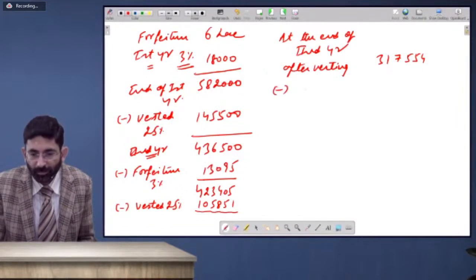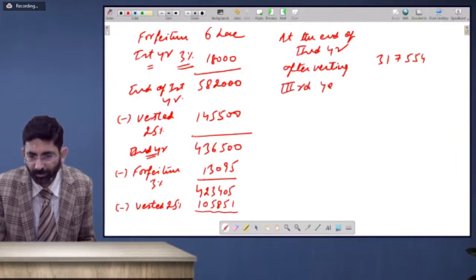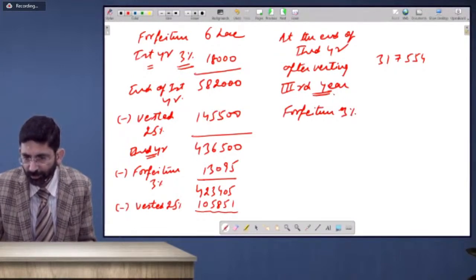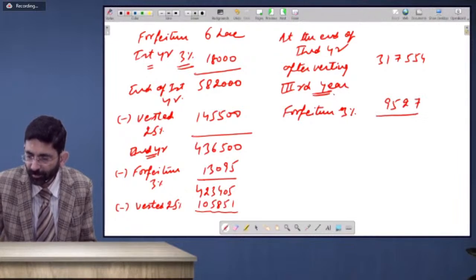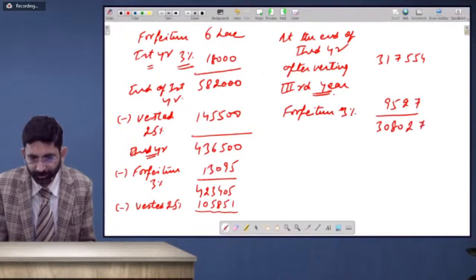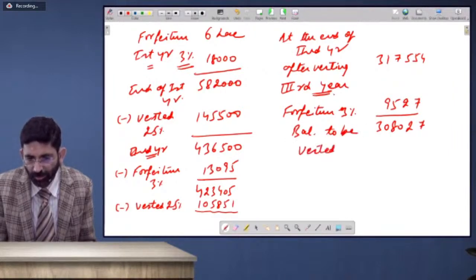Now third year started. In third year again forfeiture, 3%. It is 9,527. So it is 3,08,027. Now this is a balance to be vested. In third year, this will be vested.